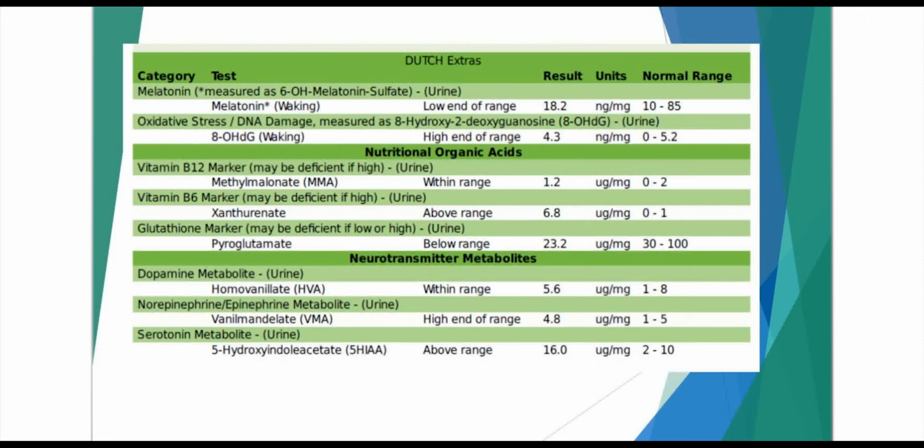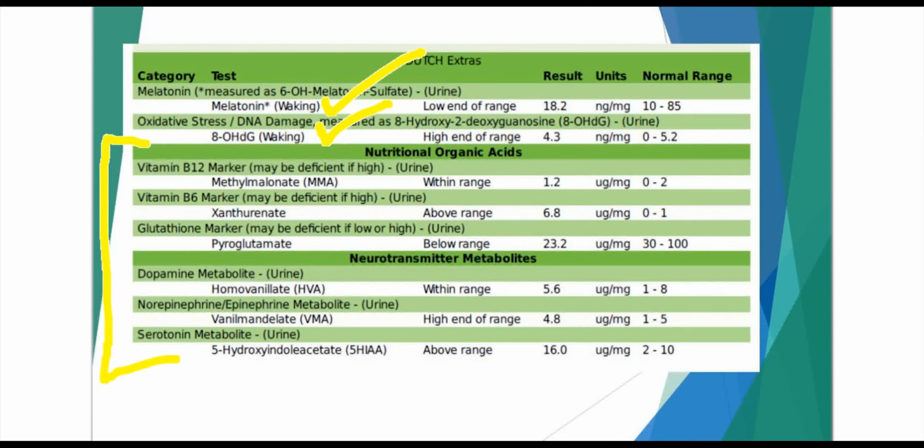Lastly, we've recently added some new tests to our Dutch Complete profile. So melatonin, we've had for some time. 8-hydroxydeoxyguanosine was more recently added, but within the real recent past, we've added these organic acids. So on this page, you can see there's no graphical representation of these results with the exception of melatonin, but we're simply looking at whether they're in range or not.